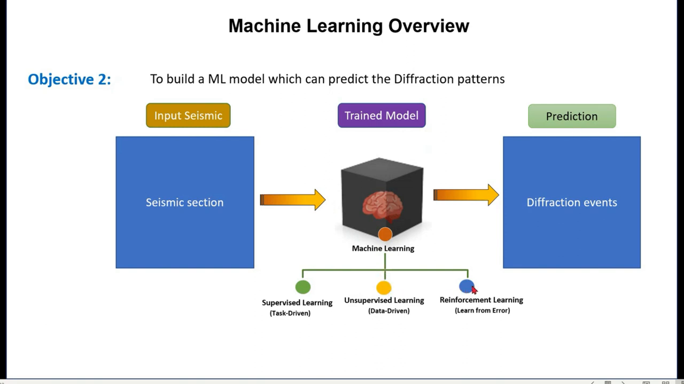The third one is reinforcement. It learns from data, and also it will learn from the error. Let's say it has taken one of the diffraction patterns wrongly, so I will assign that this is not the perfect diffraction. It will learn from this. So these are the three main machine learning procedures. I think most of you must be well known about this. Once we have trained the model, finally we have the prediction stage. In the prediction stage, we are going to have the diffracted event, or the diffraction event, in the data set.